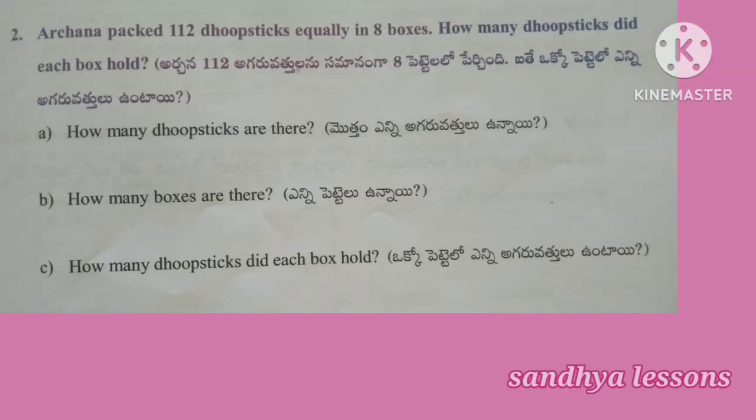Second problem was also the same problem. A question. How many dhoop sticks are there? 112. B question. How many boxes are there? 8. C question. How many dhoop sticks did each box hold? To get the answer, we have to divide 112 with 8. By dividing, we get 14. So, number of dhoop sticks held by each box is equals to 14.